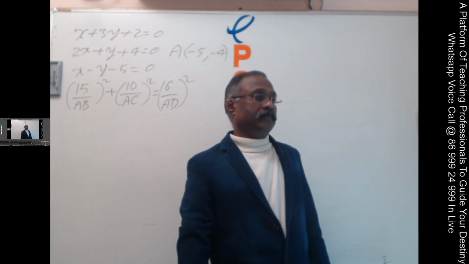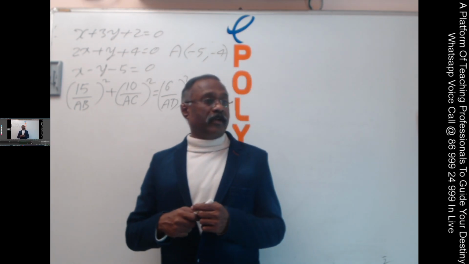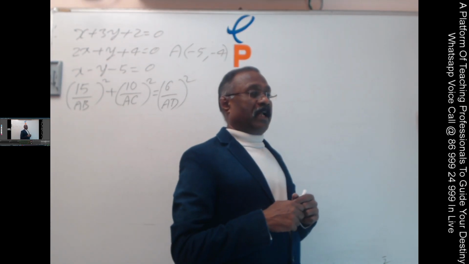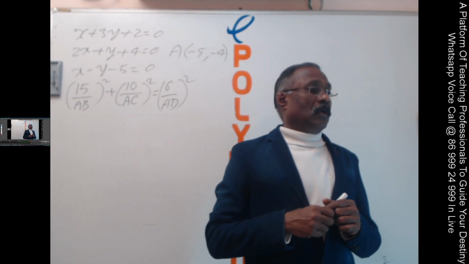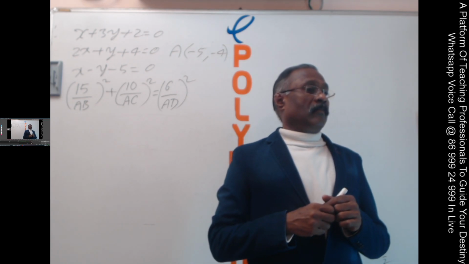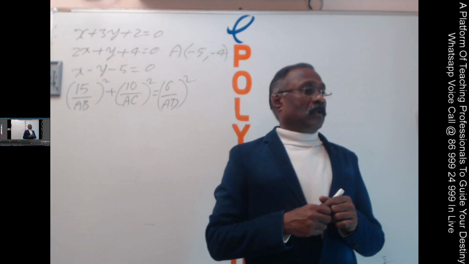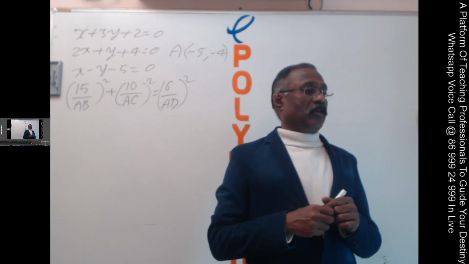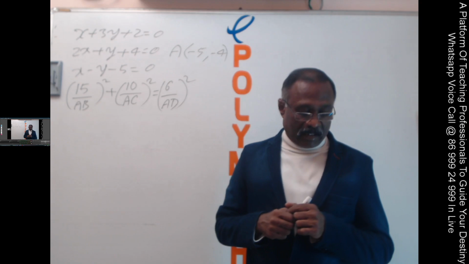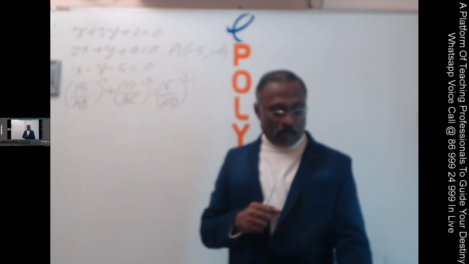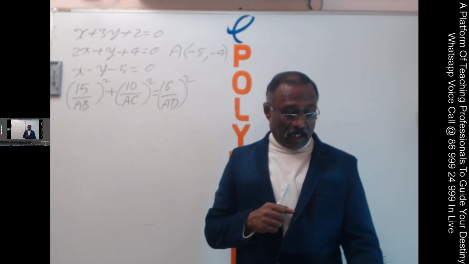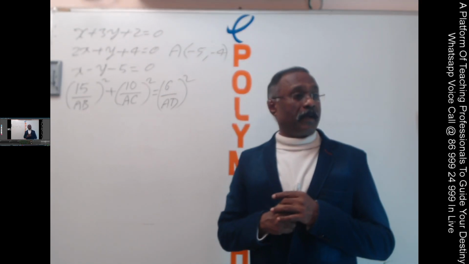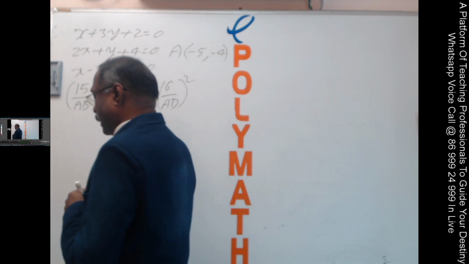See the data. x plus 3y plus 2 equal to 0. 2x plus y plus 4 equal to 0. x minus y minus 5 equal to 0. And A is (minus 5, minus 4). The condition given is 15 by AB whole square plus 10 by AC whole square is equal to 6 by AD whole square. Using that condition, we have to find the equation of the line passing through A.